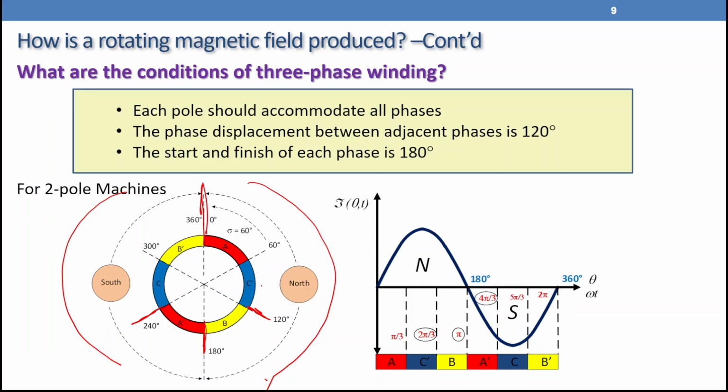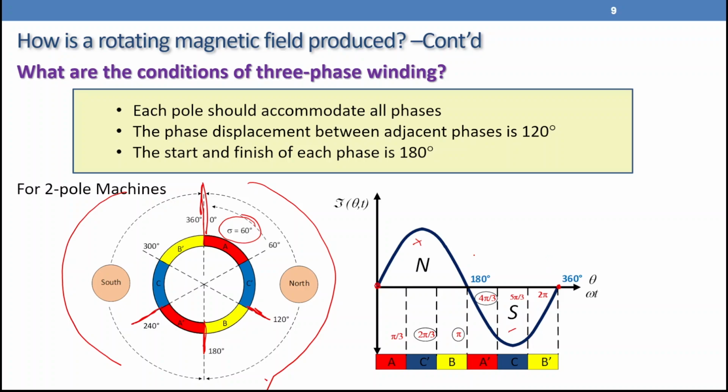We have 180 degrees that should accommodate all phases, so we are going to divide that by 3, and we get what we call the spread angle. So the spread angle per phase is 60 degrees in space. Here we have the waveform for the MMF, or the magnetic field. Under the North Pole we have something like a positive sign, and under the South Pole a negative sign. So we have something like a sine wave scanning from 0 up to 360 degrees.